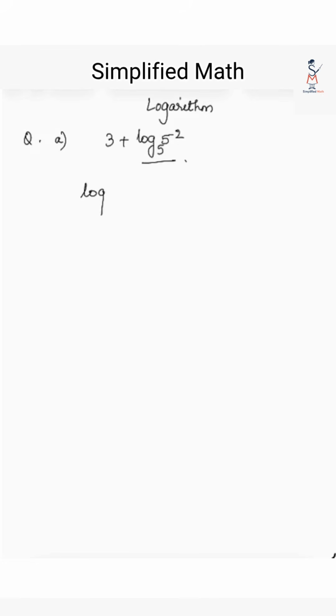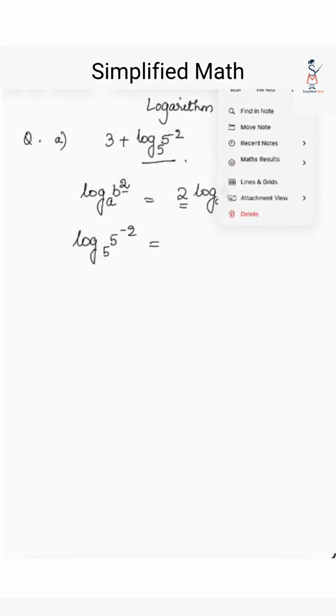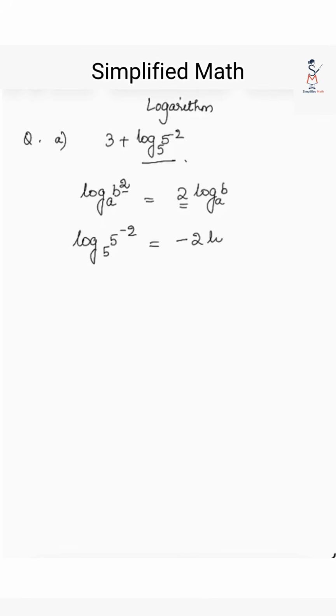We'll first apply the rule, that is log b to the base a raised to the power 2 or any power will become 2 log b to the base a. The power comes in front of the log. So now this log 5, 5 raised to the power minus 2, how will you write this? This will be written as minus 2 in front of the log 5 to the base 5.